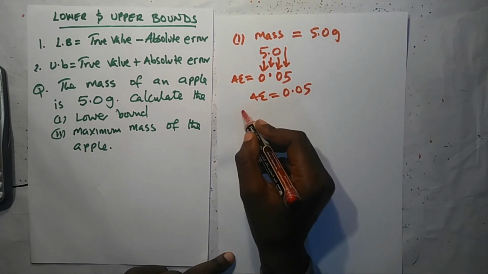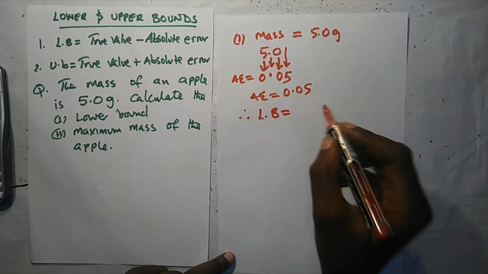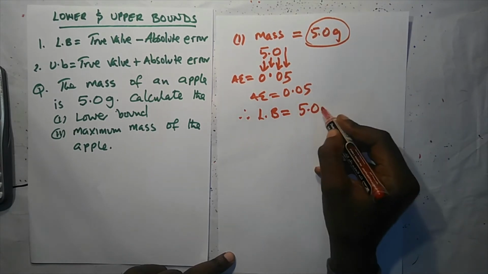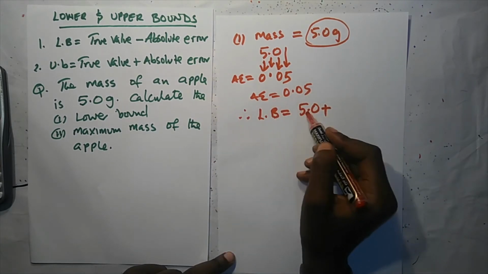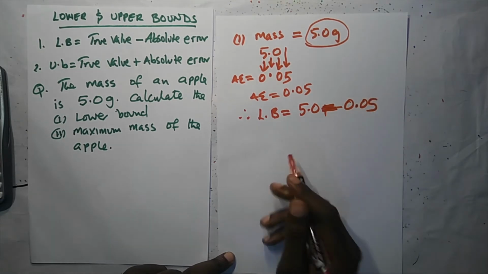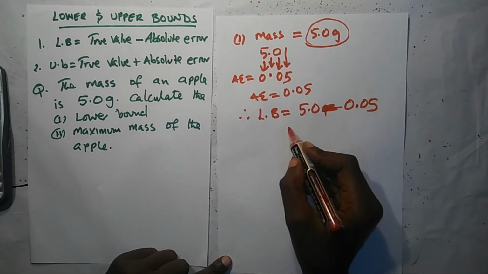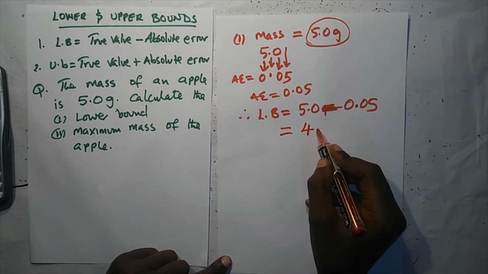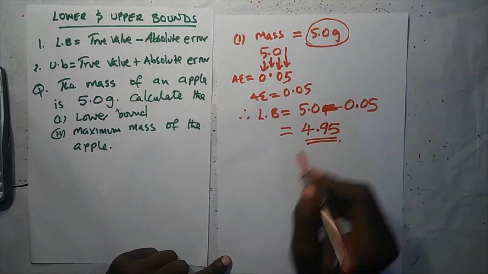Therefore the lower bound is found by subtracting the absolute error from the true value, 5.0 minus 0.05. When you subtract these two, you get 4.95. And so this is our lower bound.